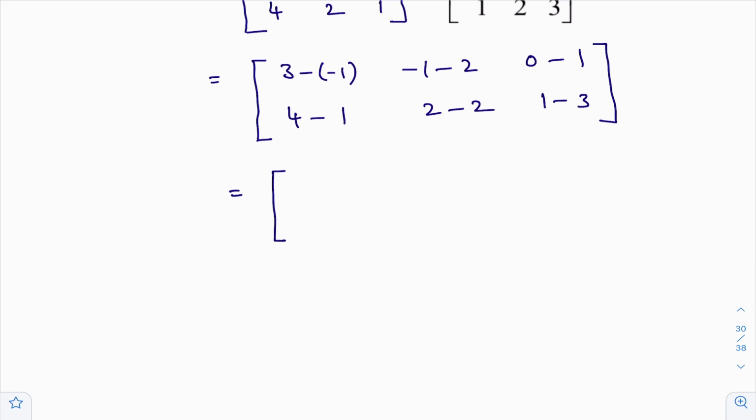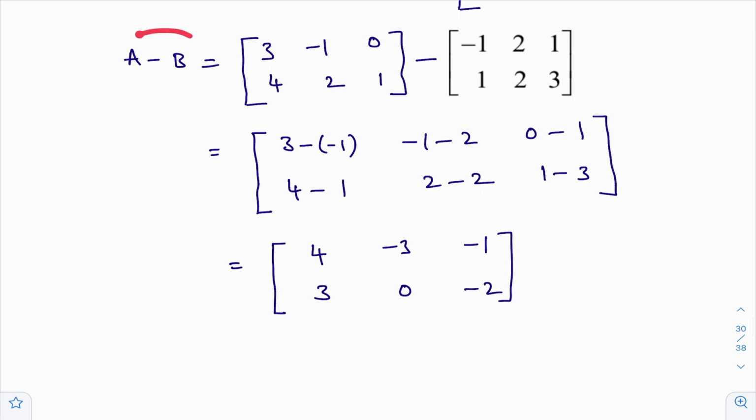Minus of minus is plus. Right? 3 plus 1 is 4. Minus 1 minus 2 is minus 3. 0 minus 1 is minus 1. 4 minus 1 is 3. 2 minus 2 is 0. 1 minus 3 is minus 2. What is this? This is A minus B.